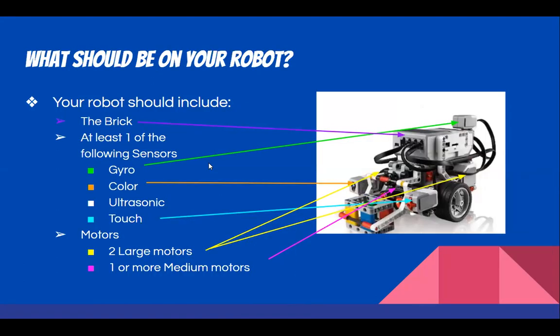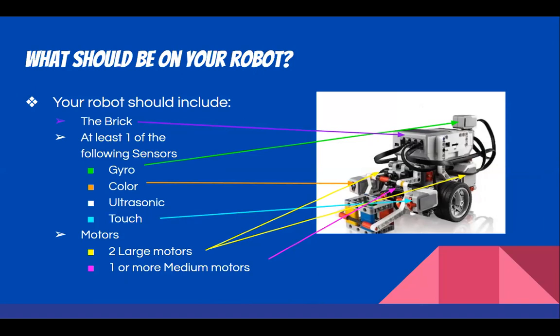So what should be on your robot? Your robot should include the brick, which is the brain of the robot. It receives the program and makes sure that the robot executes it. You can also have sensors, which are the skin and eyes of the robot. They help the robot measure distance, color, touch, and angles to help the robot be more accurate.